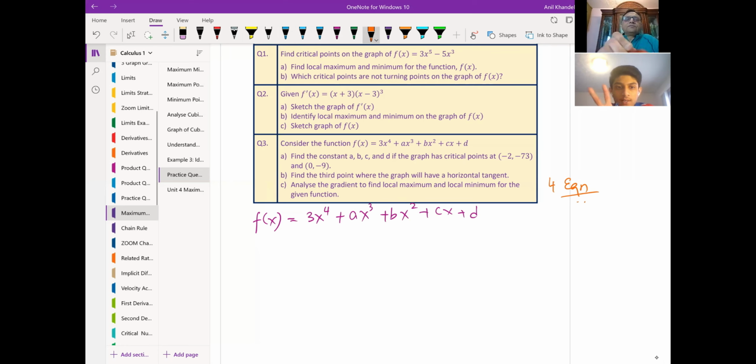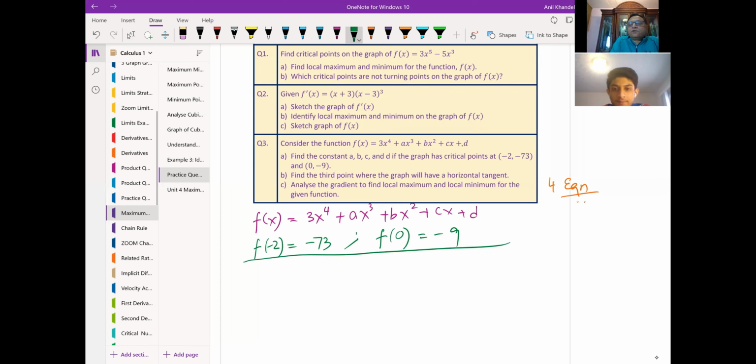Sir, we can easily get 2 equations from the given 2 points. The derivative makes our third equation. So f of -2 is given to us as -73. As a critical point, -2, -73 means at f of -2, the point is -73, correct? Second equation, at 0, the value is -9, so d is -9, correct? So we have 2 equations. Of course, you'll plug them in and you'll get 2 equations.